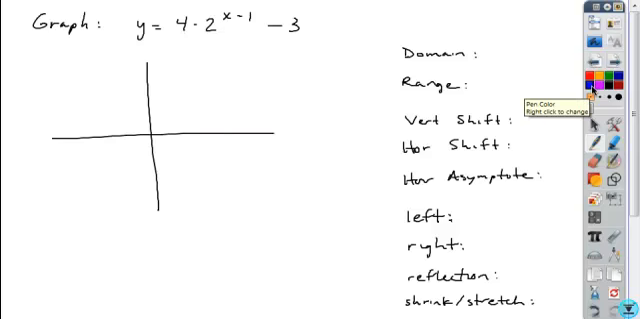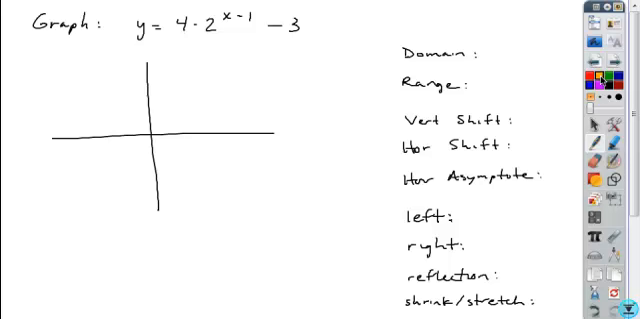All right, let's say you were asked to graph this model, or this exponential function, and find all the pieces of information that are off to the right here. Okay, I'm going to walk through these on this example, and then I'll give you one that I'd like you to try on your own.